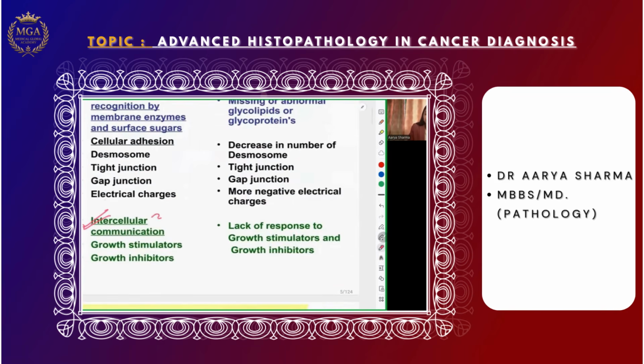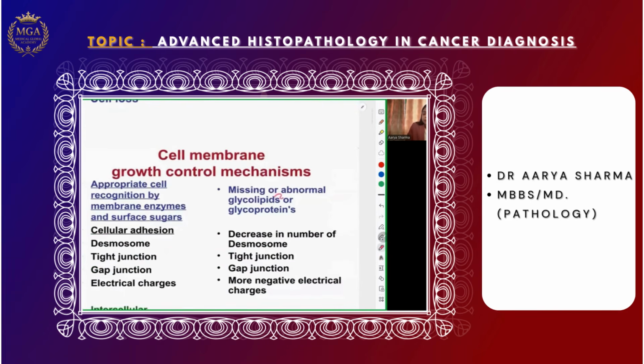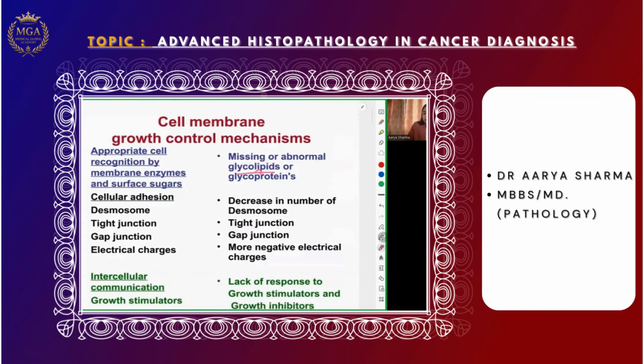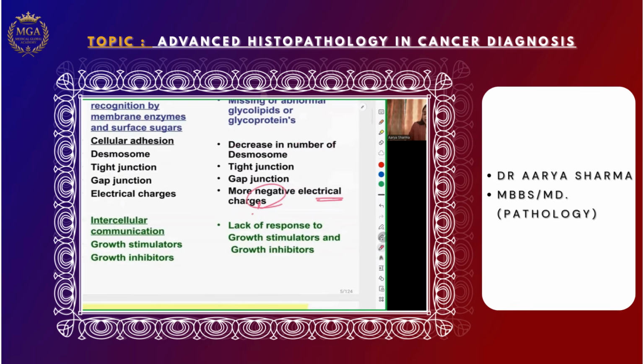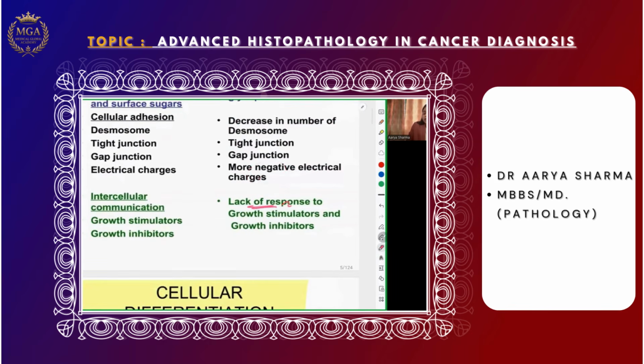Then you have intracellular communication. Intracellular means within the cell. Growth stimulators and growth inhibitors. Now, in neoplastic cells there are missing or abnormal glycolipids or glycoproteins. They have a decrease in the number of desmosomes, tight junctions, gap junctions, and are more negatively electrically charged. There is a lack of response to growth stimulators and growth inhibitors in them.